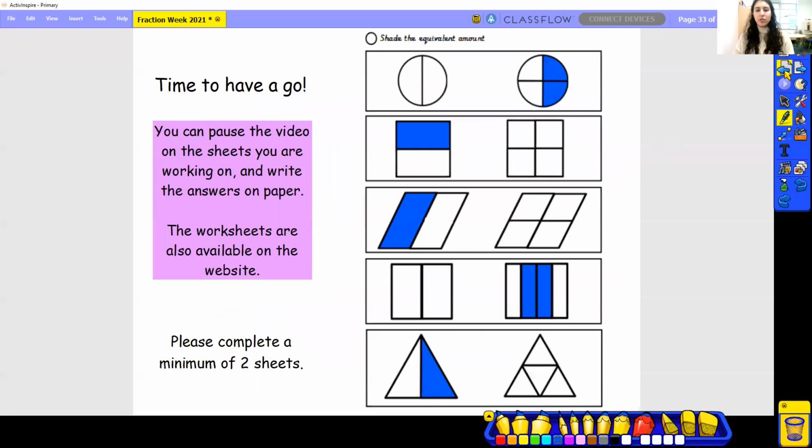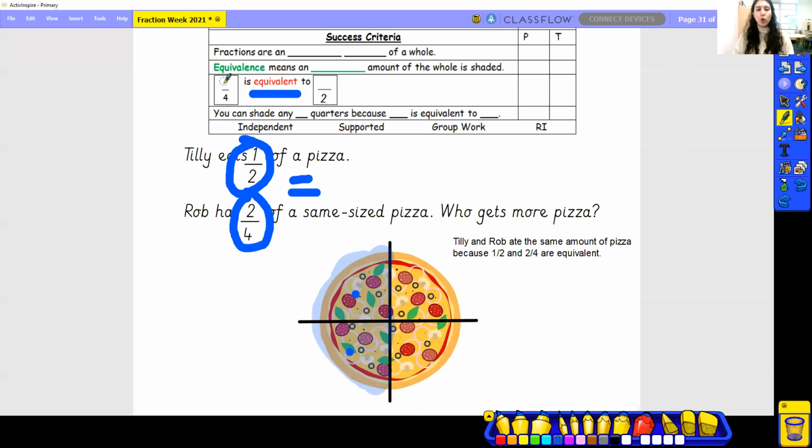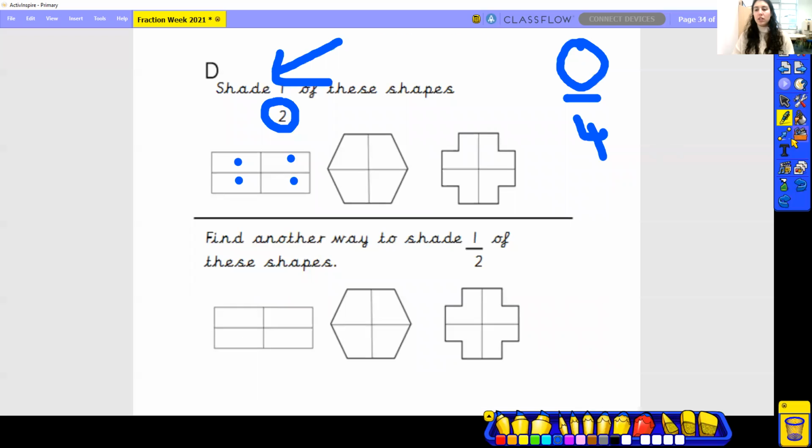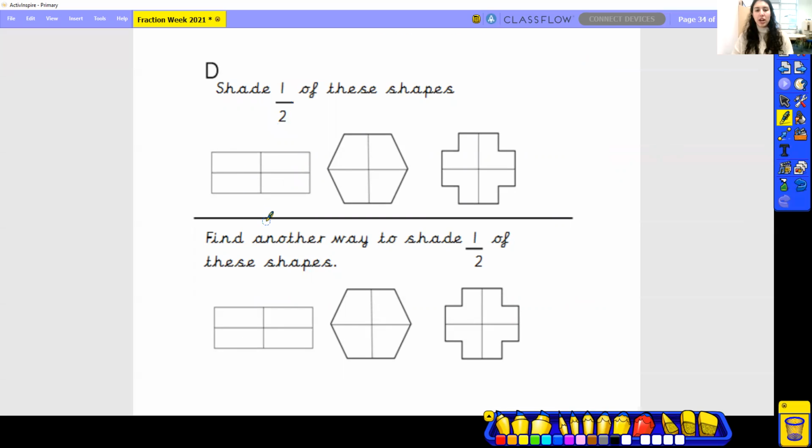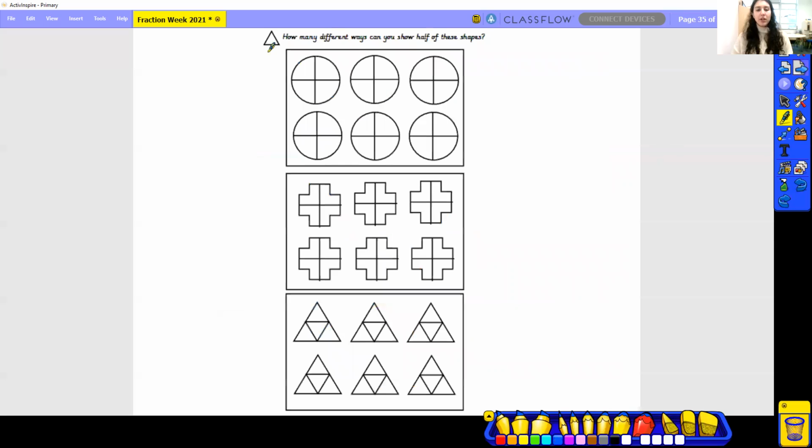That's right, double check your success criteria. 2/4 is equivalent to 1/2. So that means that on my shapes, I need to shade 2/4. And then you need to find another way to shade 1/2 of these shapes. Now the triangle is a little bit like the activity that we did just before the word problem, where we had to find as many different ways as possible to shade 1/2 of these shapes.